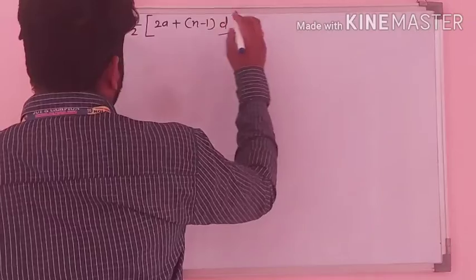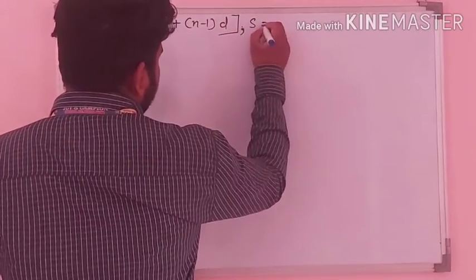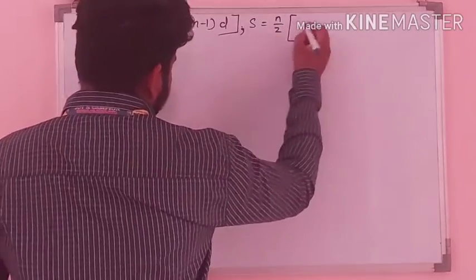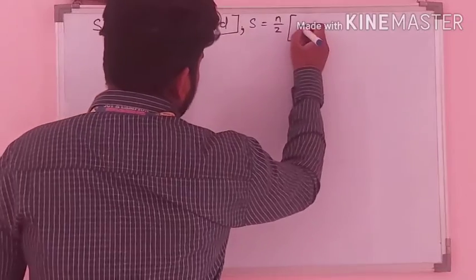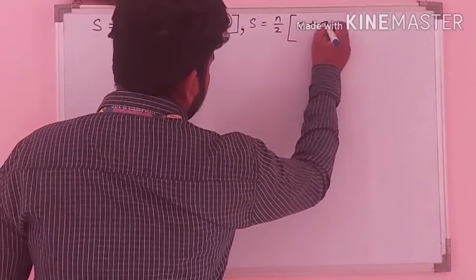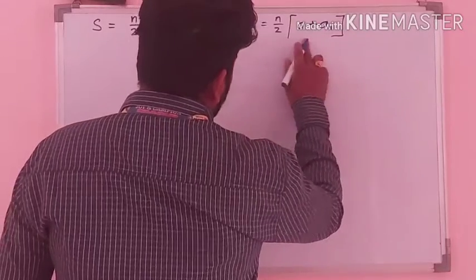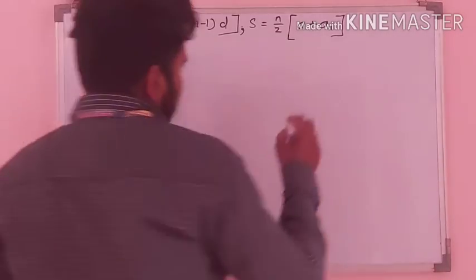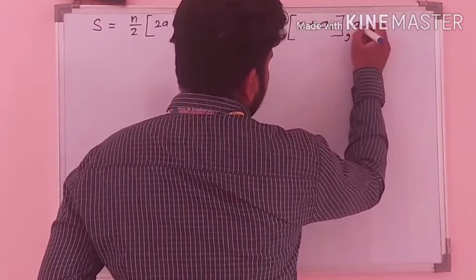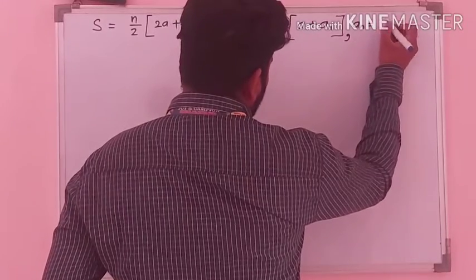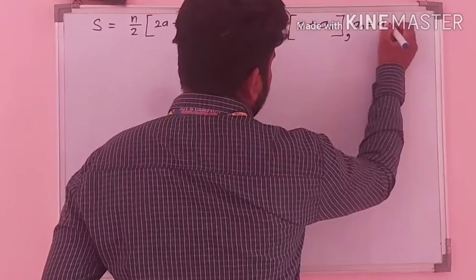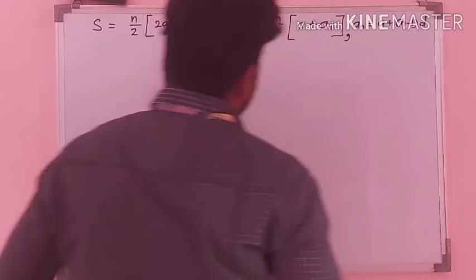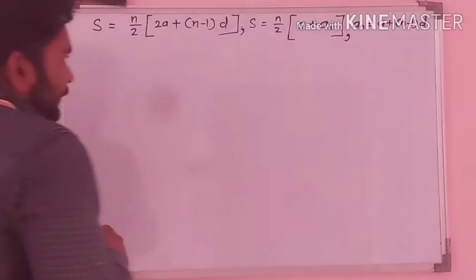And one more formula: when we have directly S is equal to n by 2, and when we have only the last term, that means a plus an. Okay, this formula will also be used in this chapter, a plus an, and also the formula an is equal to a plus n minus 1 d. This formula will also be used in this exercise.